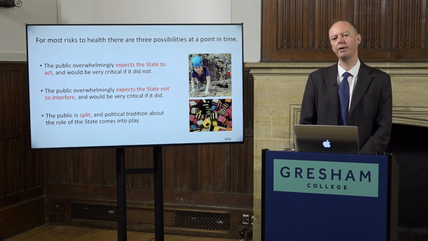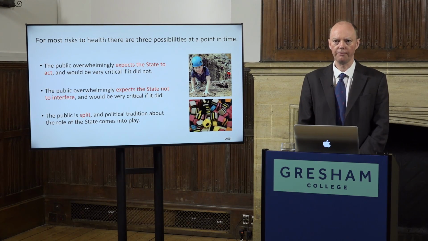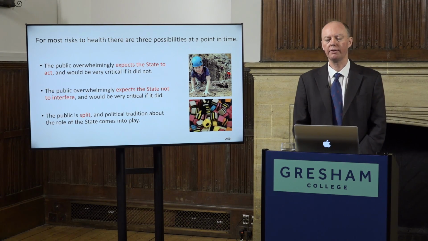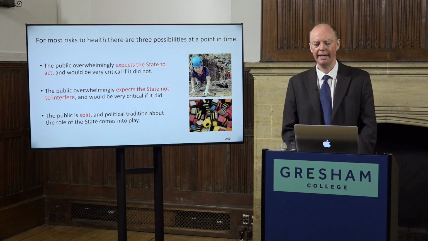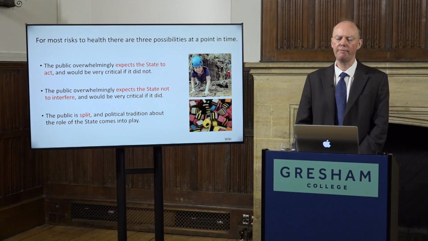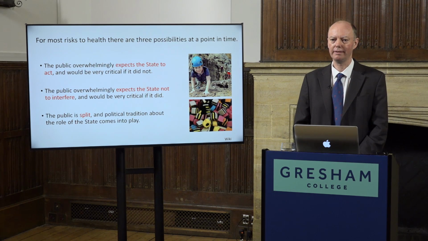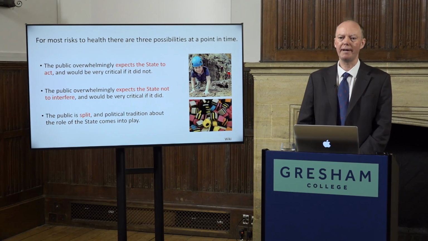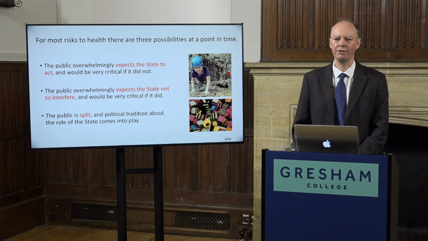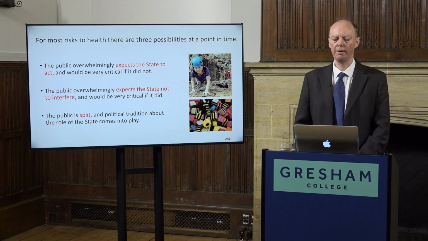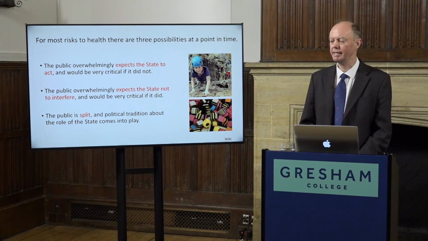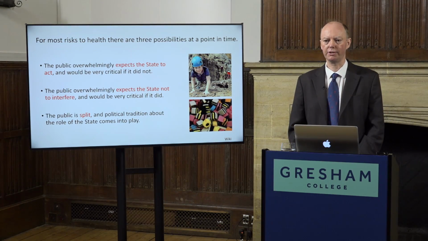The central point I want to make, though, for the rest of this talk, is that for most risks to health, there are three possibilities at a particular point in time. The first is that the public overwhelmingly expects the state to act and would be very critical if it did not. A government that went into a general election on a manifesto of saying we're not going to do this would be doing themselves significant harm with the citizens who would say that's extraordinary. At the other side, there are very many things where the public overwhelmingly expects the state not to interfere and would be very critical if they did.